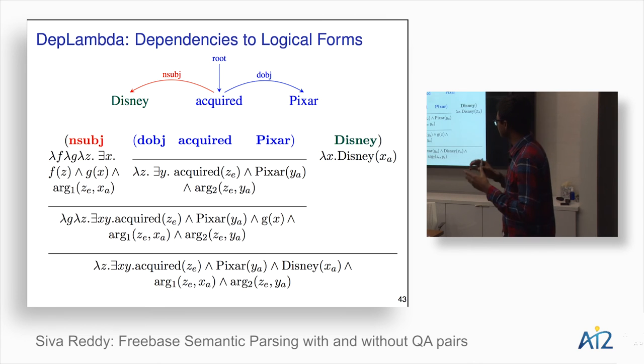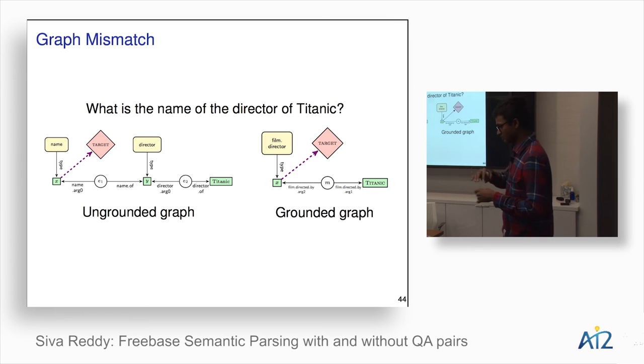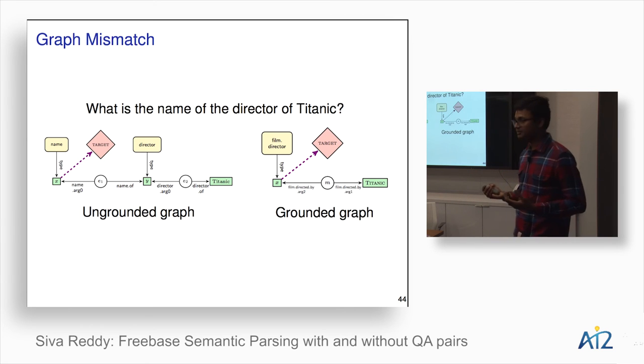Okay, so there is a way to convert dependency trees to logical forms, that's granted. And once we have logical forms, we can convert them to ungrounded graphs, and now we can do graph matching. But the problem is, if you take a sentence like, what is the name of the director of Titanic? You create an ungrounded graph in natural language.